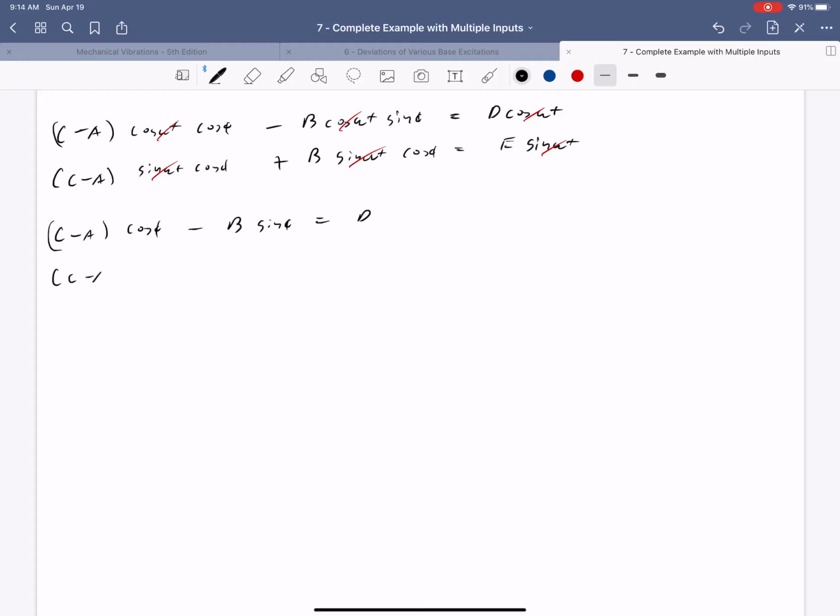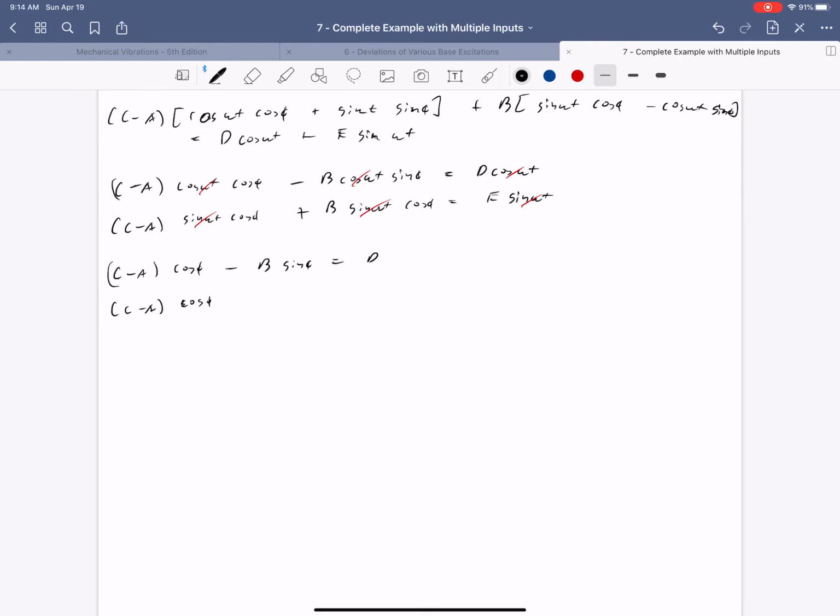And then c minus a cosine phi. Wait a second. I have a mistake somewhere. I can't have sines twice. So this is sine phi. There we go. Sine phi plus b cosine phi is equal to e.